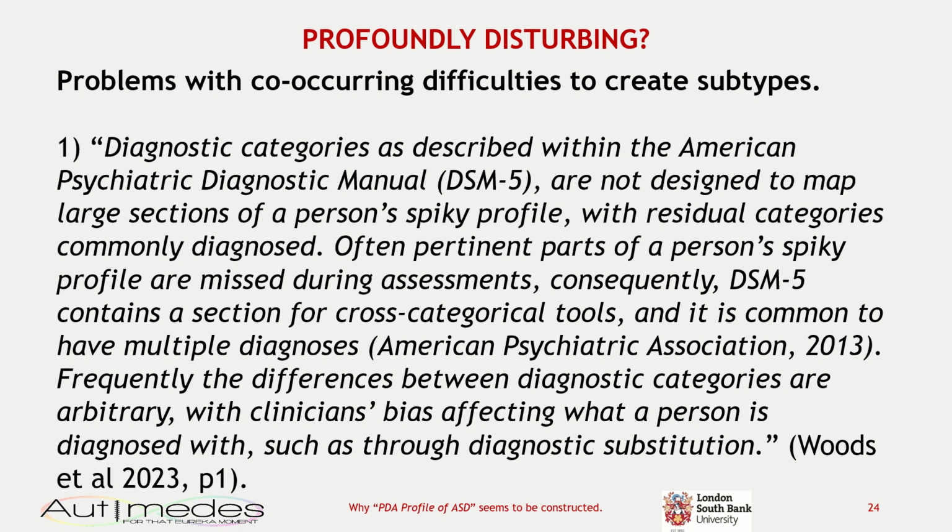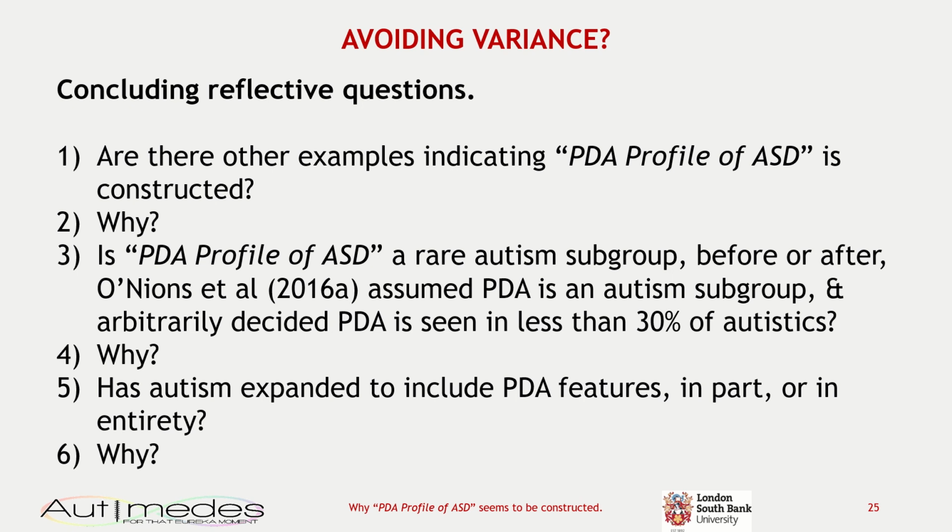So, this is the end of the third and final example. I've got two slides of reflective questions, and I'm going to read them out. Are there other examples indicating PDA profile autism is constructed, and why? Is PDA profile of autism a rare autism subgroup before or after 2016, which assumed PDA is an autism subgroup and arbitrarily decided PDA is seen in less than 30% of autistics, and why? And has autism expanded to include PDA features in part or entirety, and again why?